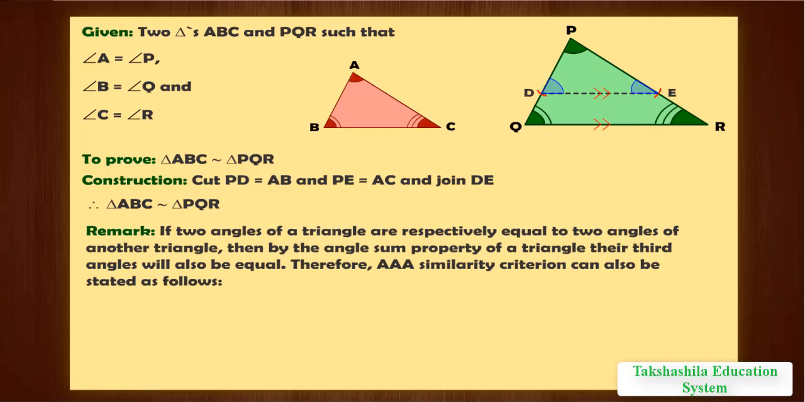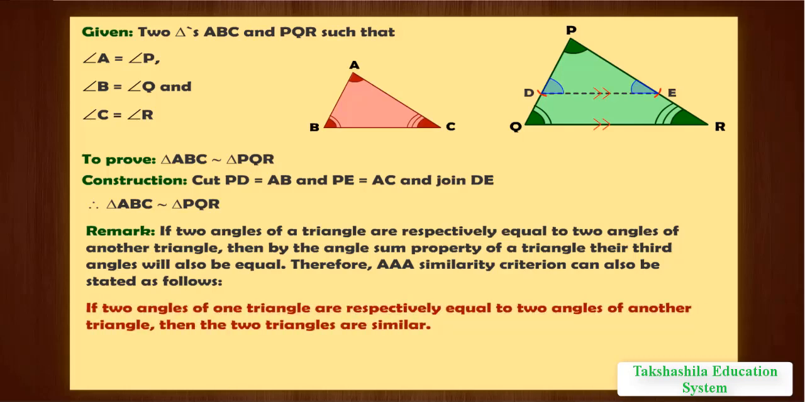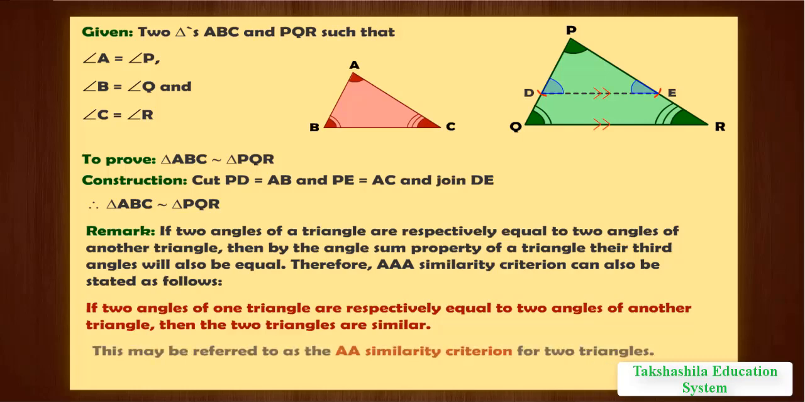It should be noted that if two angles of a triangle are respectively equal to two angles of another triangle, then by the angle sum property of a triangle, their third angles will also be equal. Therefore, the AAA similarity criterion can also be stated as follows. If two angles of one triangle are respectively equal to two angles of another triangle, then the two triangles are similar. This may be referred to as the AA similarity criterion for two triangles.